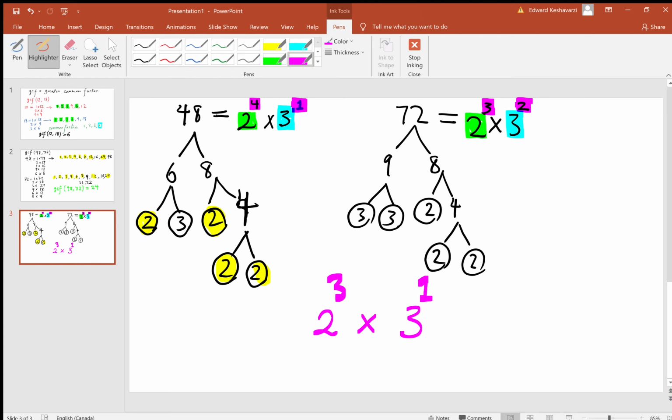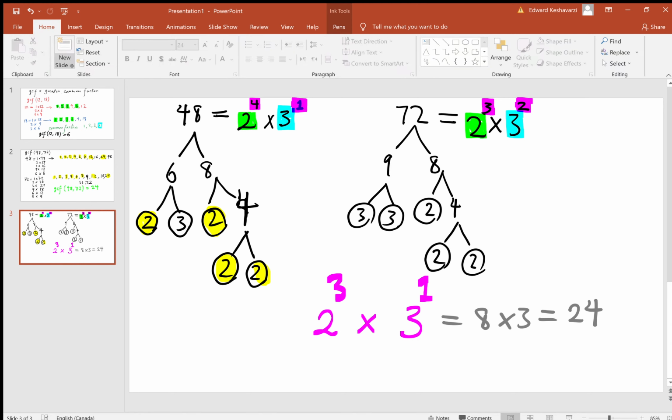Now let's evaluate this. So 2 to the power of 3 is 8, and 3 to the power of 1 is 3. 8 times 3 is 24. See, we got the same answer with a better way by applying standard prime factorization. I'm going to give you another example.